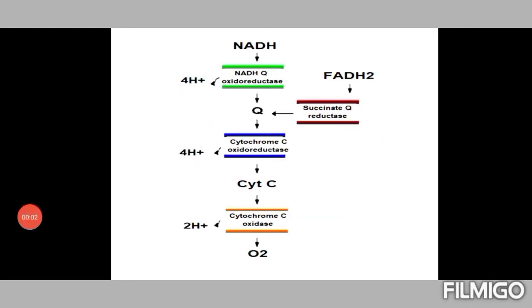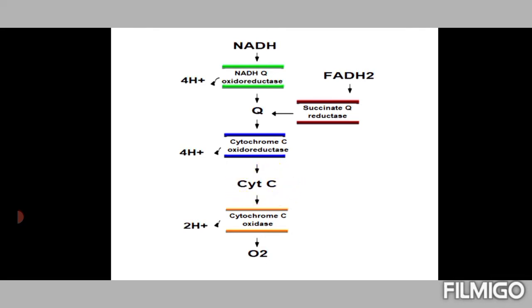Now, first of all, let us get familiarized with the names of the electron transport chain complexes or respiratory complexes. Here, the first one, complex 1, is NADH oxidoreductase. The second one is termed Succinate Q reductase. Then complex 3 is Cytochrome C oxidoreductase, and this one is complex 4, Cytochrome C oxidase. And in between, there are two mobile carriers of electrons also. This is Ubiquinone and this is Cytochrome C.